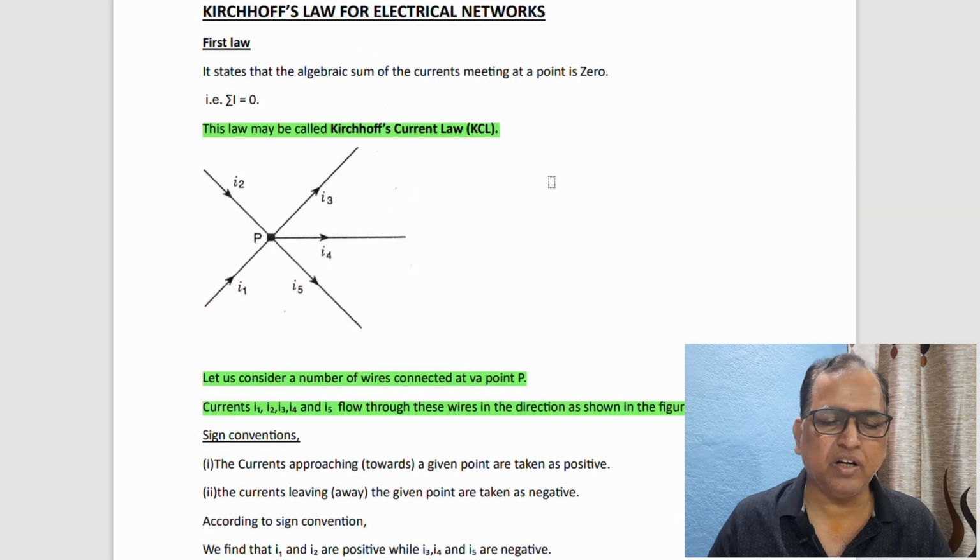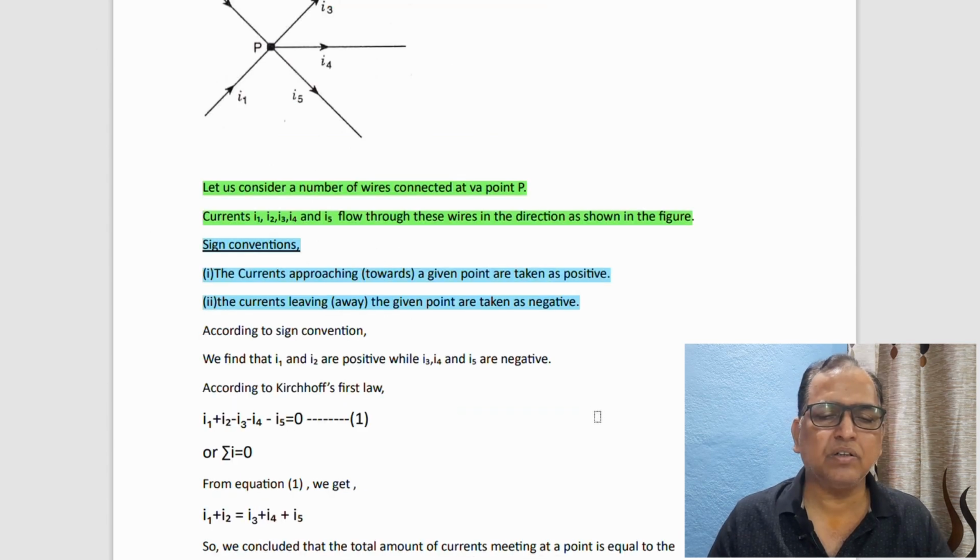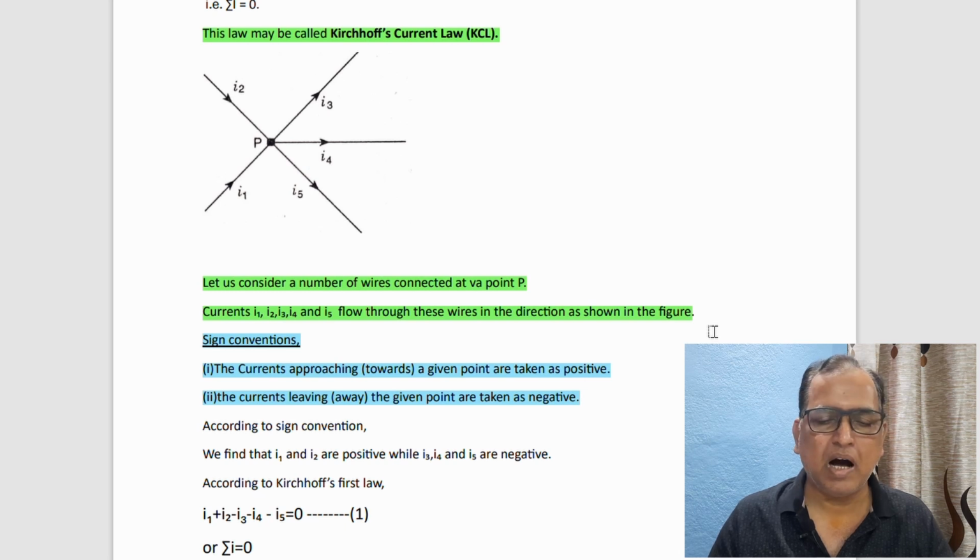Let us consider a number of wires connected at a point P. There are 5 wires, all connected at P. The currents are I1, I2, I3, I4 and I5. What is the sign convention? The current approaching the point, that is towards the point, is positive and away from it is negative.